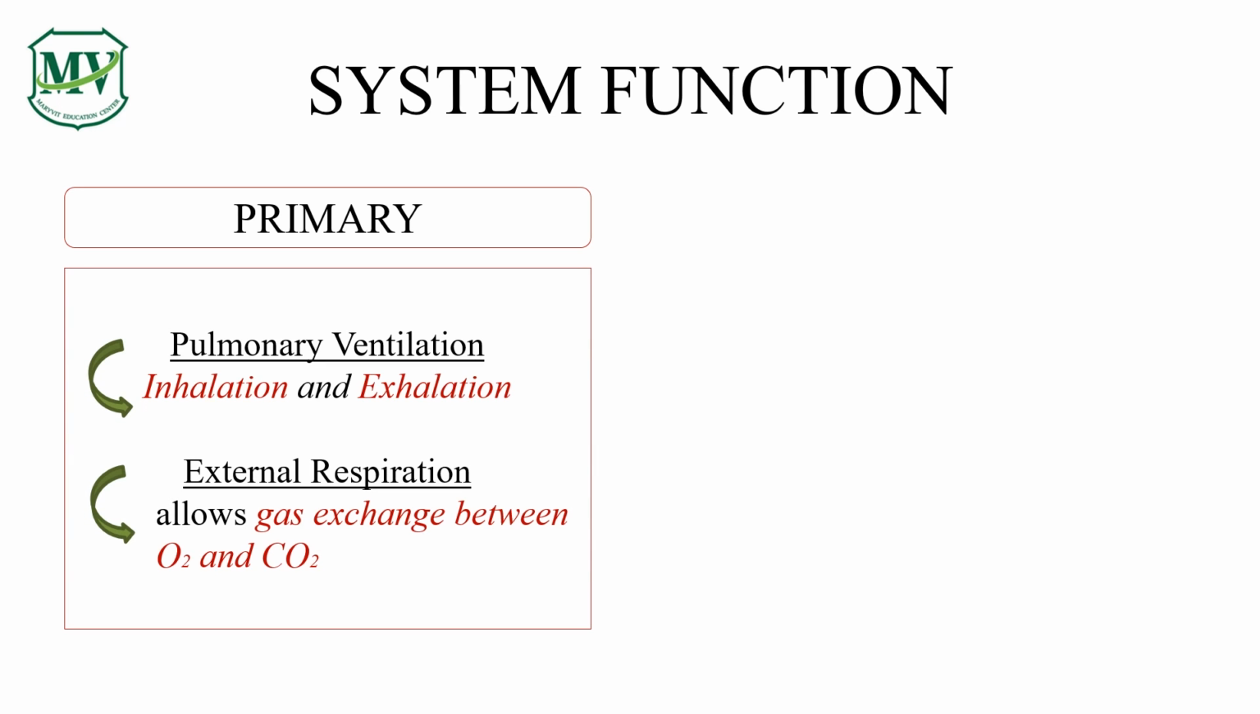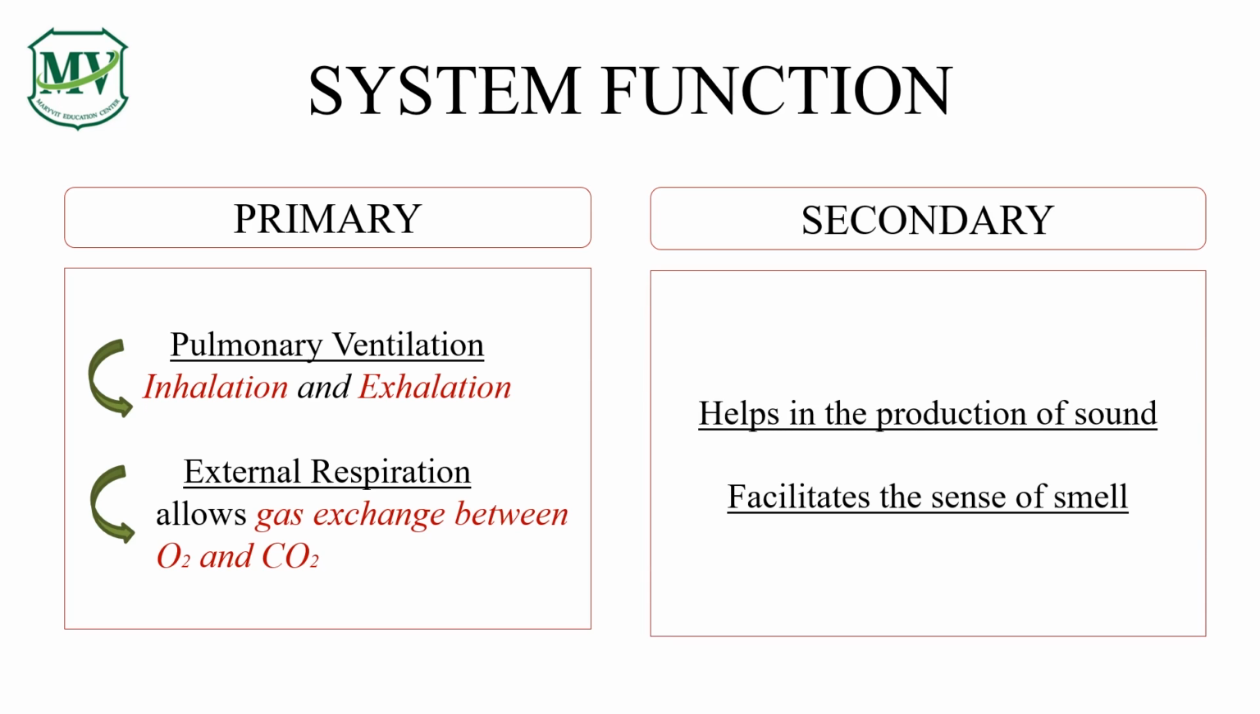The respiratory system has two distinct functions. The primary or main function is for pulmonary ventilation, where inhalation and exhalation takes place, and external respiration, or the exchange of oxygen and carbon dioxide. The secondary function is for speech production and for the sense of smell.